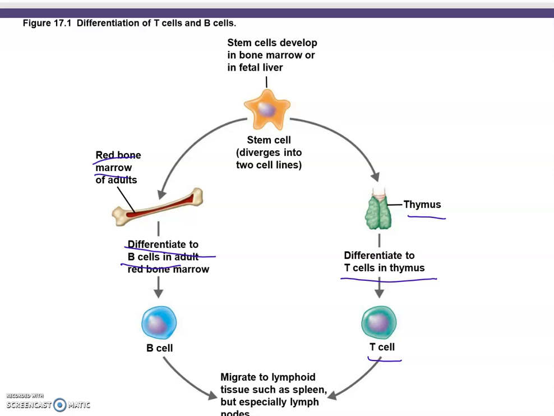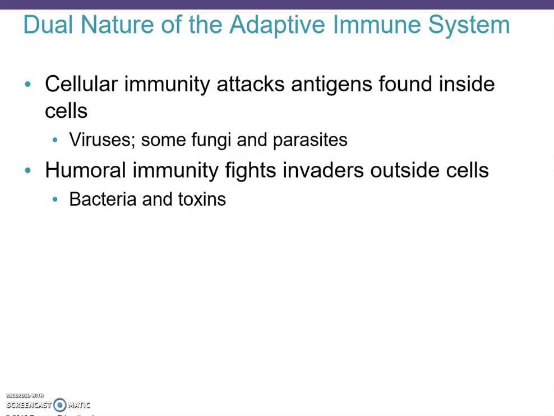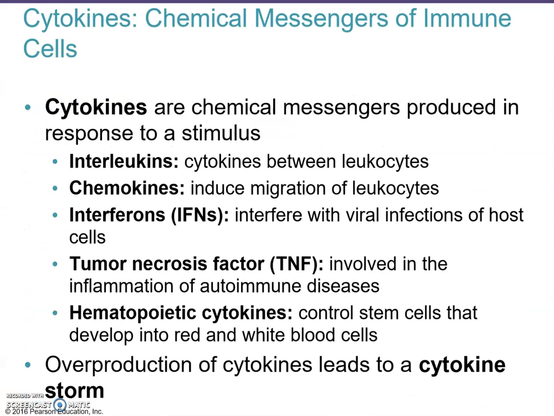Eventually, they all migrate into these lymphoid tissues. And here's your summary. Cellular immunity by our T cells attacks antigens found inside of cells, such as viruses, sometimes fungi or parasites. Humoral immunity via B cells fights invaders outside of cells. These are B cells that are making antibodies, and they will bind to bacteria and toxins using antibodies.